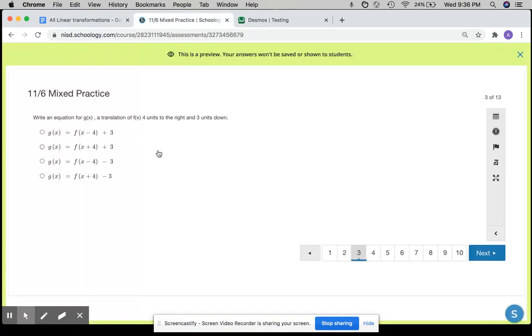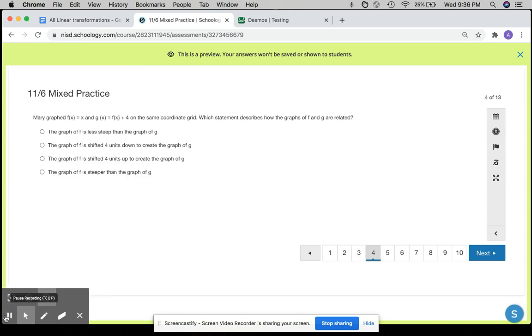So if I needed to write a transformation 4 units to the right, I need to recognize this goes inside my parentheses, and it's the opposite if I'm moving to the right. So this should be x minus 4. And if I'm moving down 3 units, that's a minus 3 on the outside. So you're looking for the function to match that description.